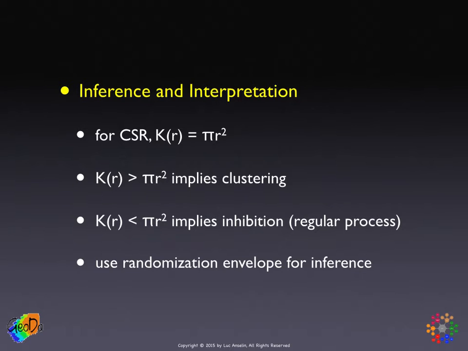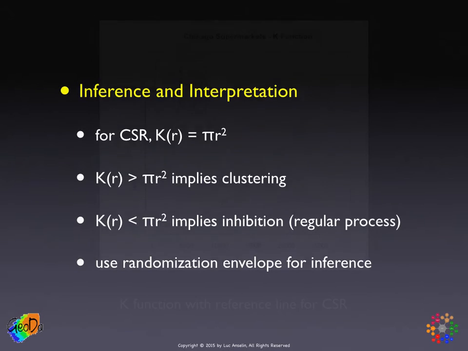When the K function is above pi r squared, the suggestion is clustering. When the K function is below pi r squared, the suggestion is a regular process, or inhibition, following the same logic as we've seen for the other functions. And in a similar way, we construct a randomization envelope. We create multiple random patterns, and for each of these patterns we compute the K functions. Then we create the envelope by taking the lowest and the highest value for a given distance value, and we plot that against the function.